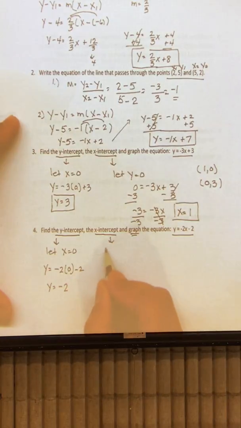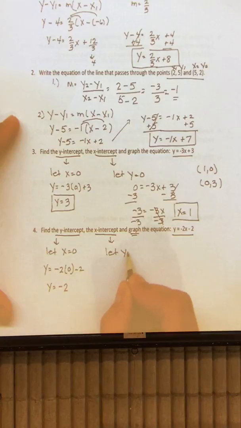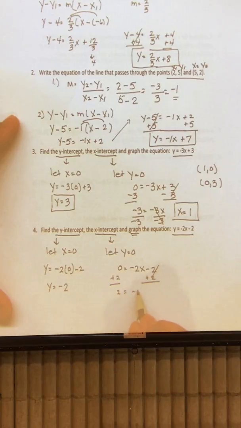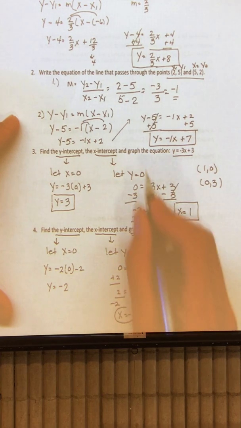For your x-intercept, you let y equal 0. Substituting 0 for y, you have 0 equals negative 2x minus 2. Adding 2 to both sides, you have 2 is equal to negative 2x. Divide by negative 2, x is equal to negative 1. So let's go and graph both of these equations.